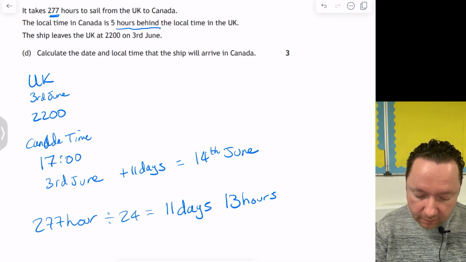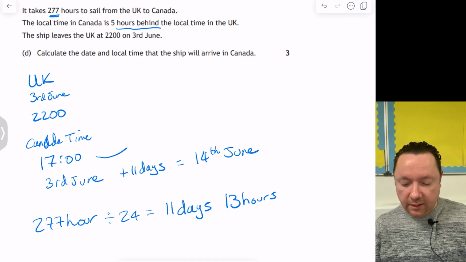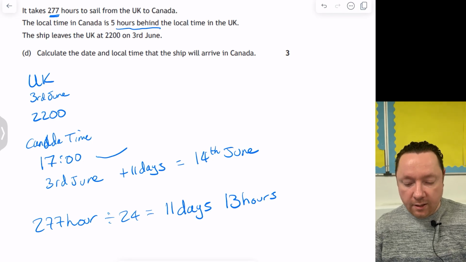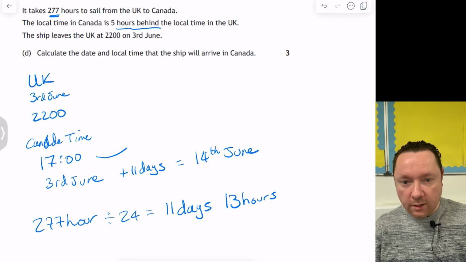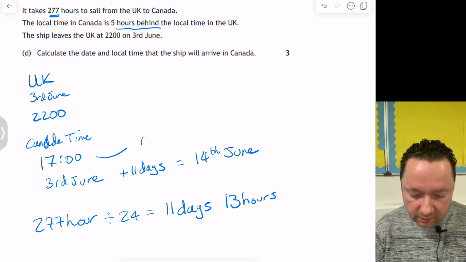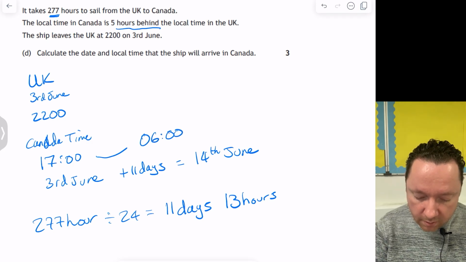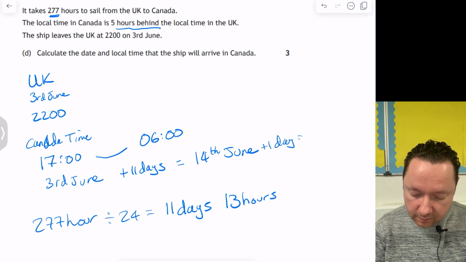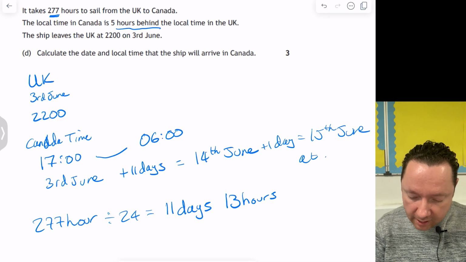And then add 13 hours. So 5 o'clock becomes 17, 18, 19, 20, 21, 22, 23, 0, 1, 2, 3, 4, 5, 6. But I've gone past a day, so I now need to add a day. So we're on the 15th of June at 0600 hours. And we're done there.